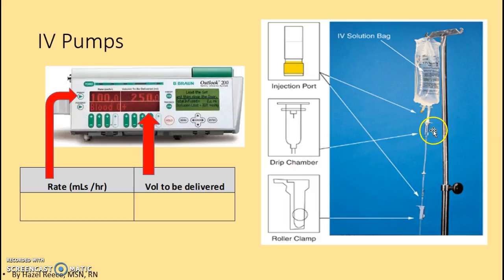You also have the drip chamber and the roller clamp that you should be familiar with because you had that when you delivered enteral feedings to patients in fundamentals. And again, as I said, for this, the volume is the amount that's left in the bag, and the rate is how fast you want it to go.